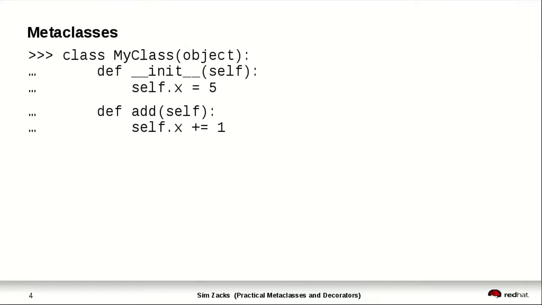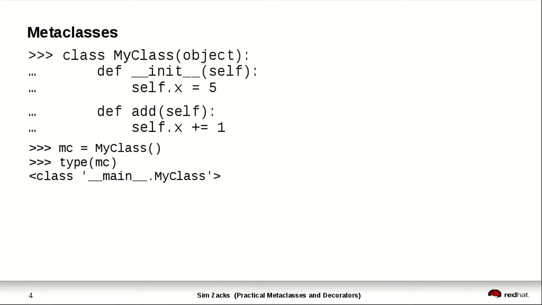So we're all familiar with the standard object-oriented programming class definition. You have the class keyword, followed by the name of the class. You put the classes that it inherits from in parentheses. And then you have the attributes, which are either the methods or the variables that are needed for it.